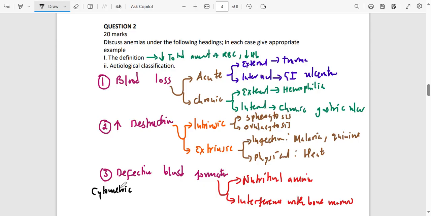We also have the cytometric classification. This one depends on the MCV. This is where you are looking at whether you are having microcytic, normocytic, or macrocytic anemias and those things. As well, you can classify anemias depending on erythrokinetic. So, erythrokinetic classification.